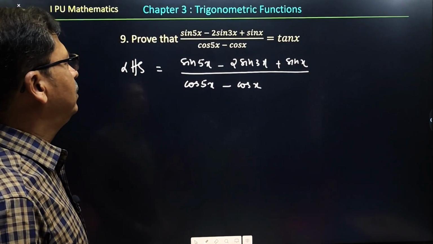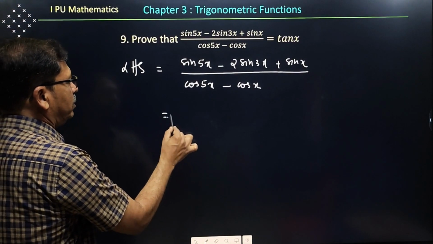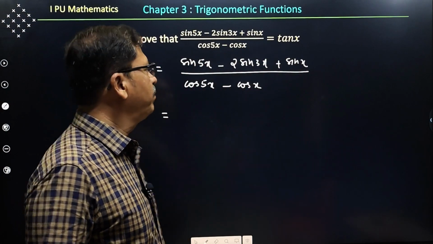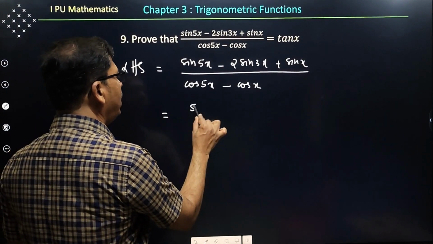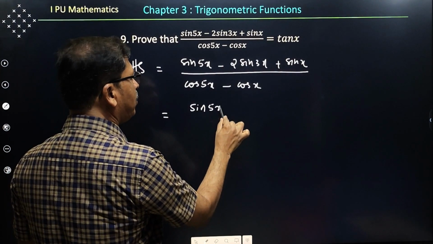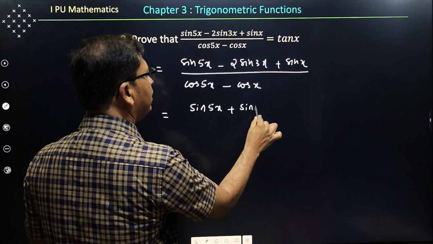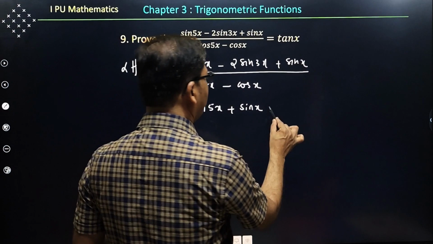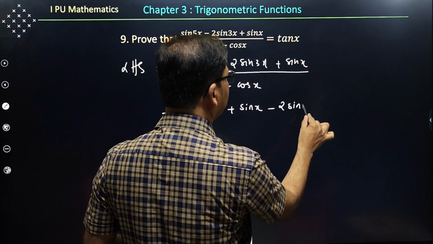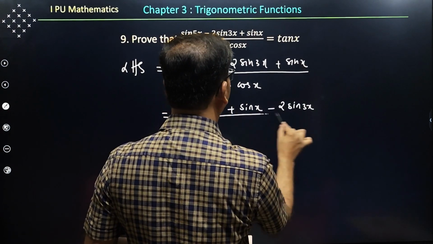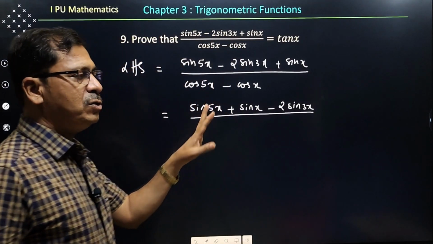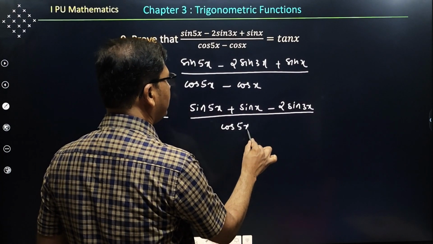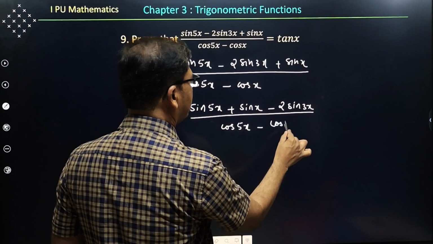Now you need to apply the transformation formula for this combination sin 5x and sin x. That is convenient, so I would like to rearrange the terms. Sin 5x I would like to write first and then sin x. Next, what remains? Minus 2 sin 3x is there. You write next: minus 2 into sin 3x, whole divided by cos 5x minus cos x. Directly the cos c minus cos d formula you can apply, but at this stage you rewrite it.